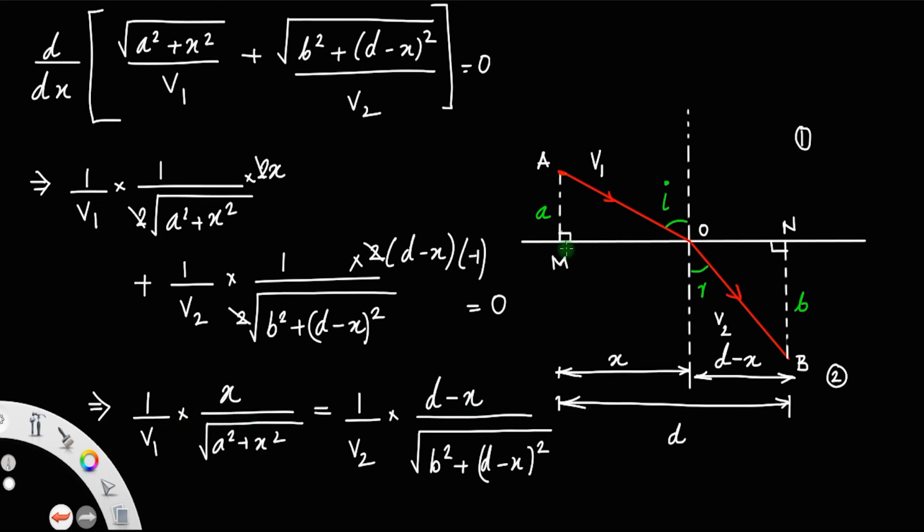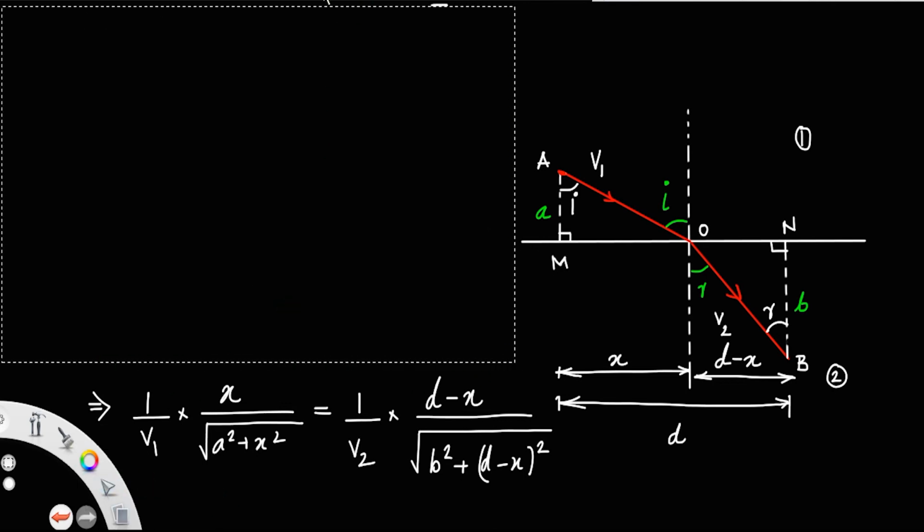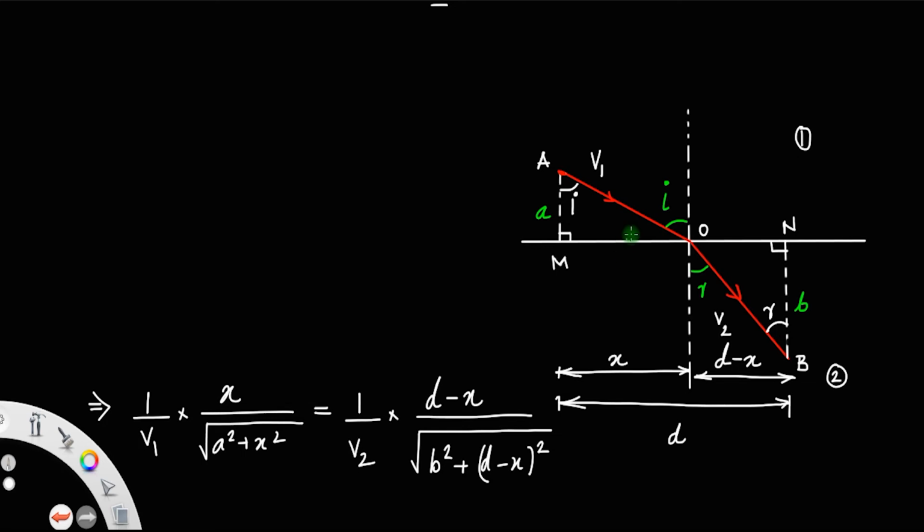Now look at the triangles AMO and BNO. If this angle is I, definitely this angle will be I, since these two lines are parallel. Similarly, if this is R, this angle will be R. Now x divided by root of a square plus x square will be the sine of angle I, sine equal to opposite by hypotenuse.